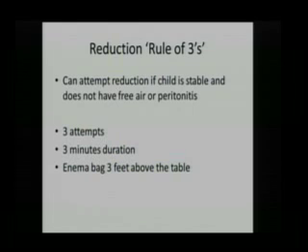Okay, so the rule of threes, I had forgotten this because it's been a while since I had to deal with this. But these are kind of more for the radiology side, and this is kind of how do you know when to stop with your reduction. And again, if the child is unstable or has peritonitis or you saw free air on some of your earlier studies, you don't fool around with this, you go to surgery. So the rule of threes is 3 attempts, 3 minutes duration per attempt, the enema bag about 3 feet above the table in the child.